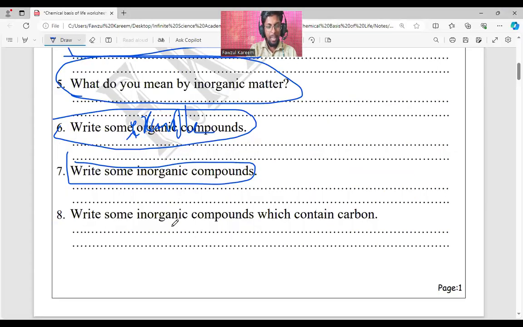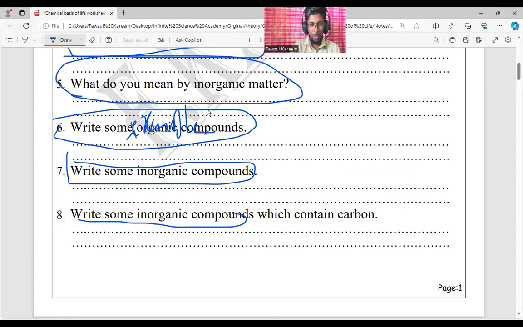Write some inorganic compounds. Now say the answer. Zikra, Assalamu alaikum, my dear. Ifra, tell me. Write the inorganic compounds which contain carbon.